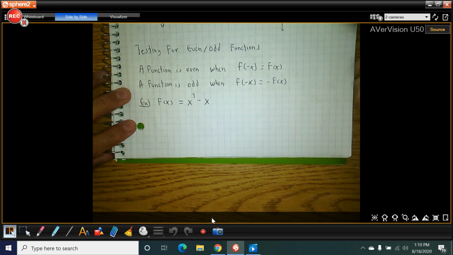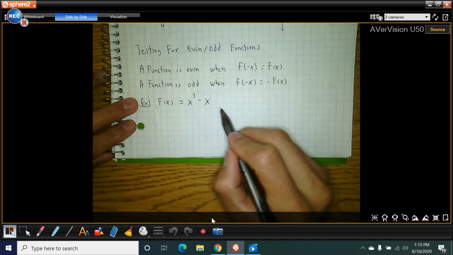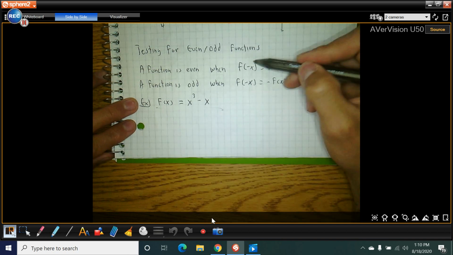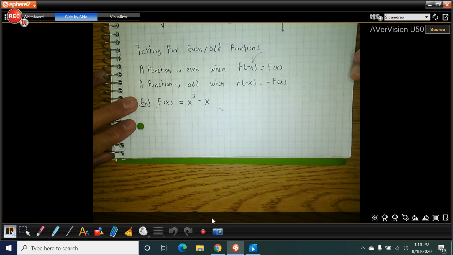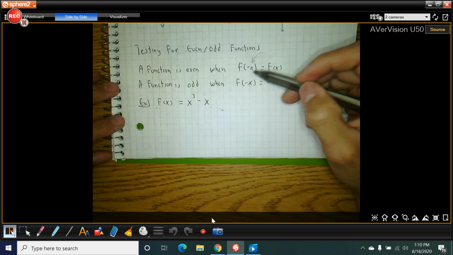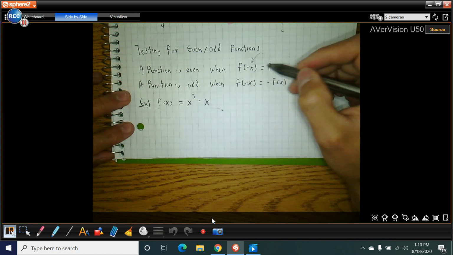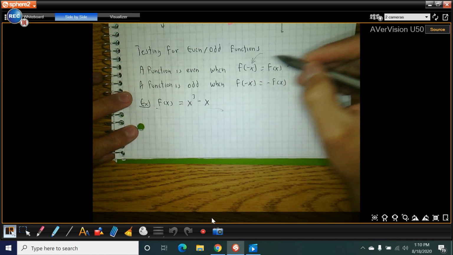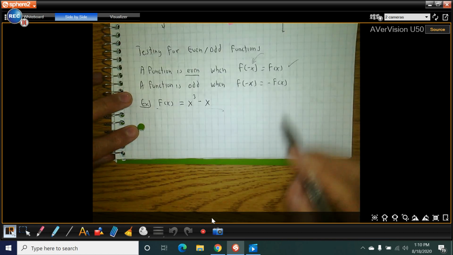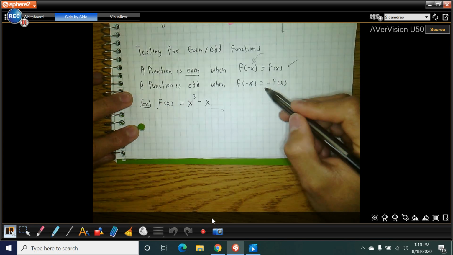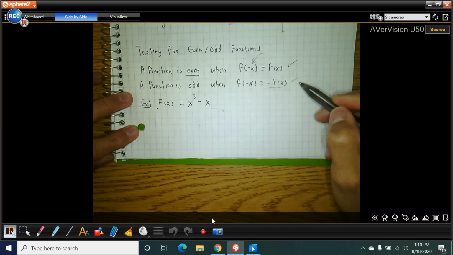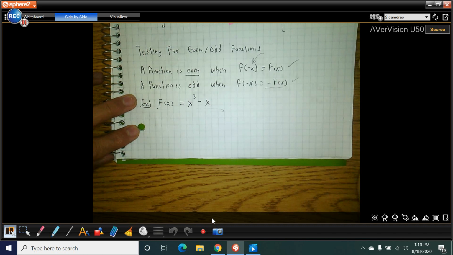So here's what it means, guys. I'm going to do an example with you. You're going to be given a function, and you're basically going to be asked to evaluate negative x. If you plug in negative x into the function and you get back the original function, then it is considered to be even. But if you plug in negative x and you get the negative of the original function, then it would be considered to be odd. If that doesn't happen, then it's going to be neither. So let's go ahead and try it.